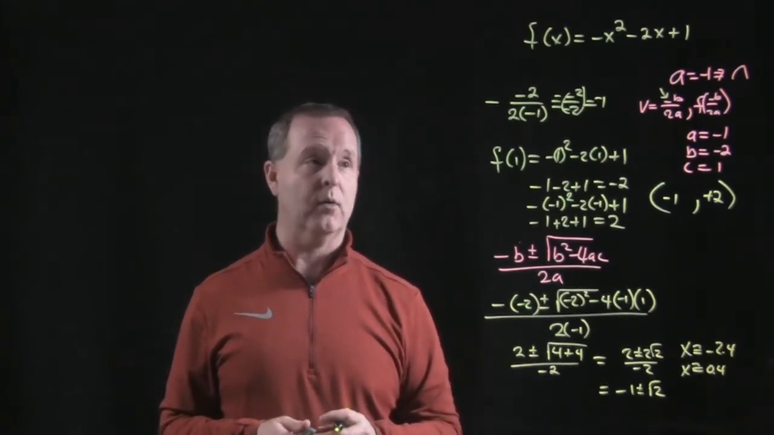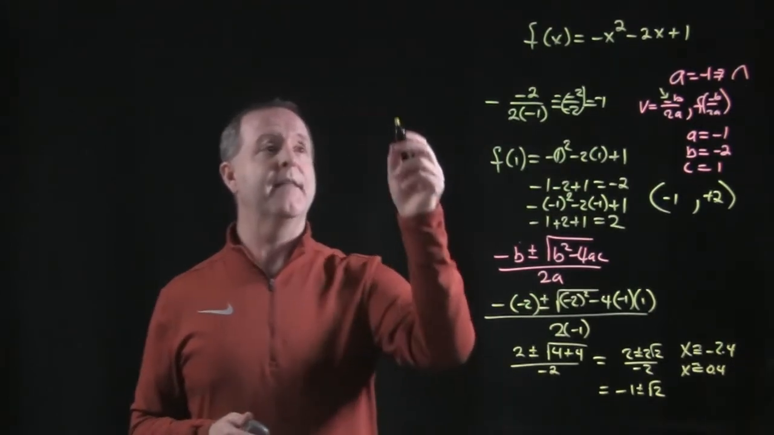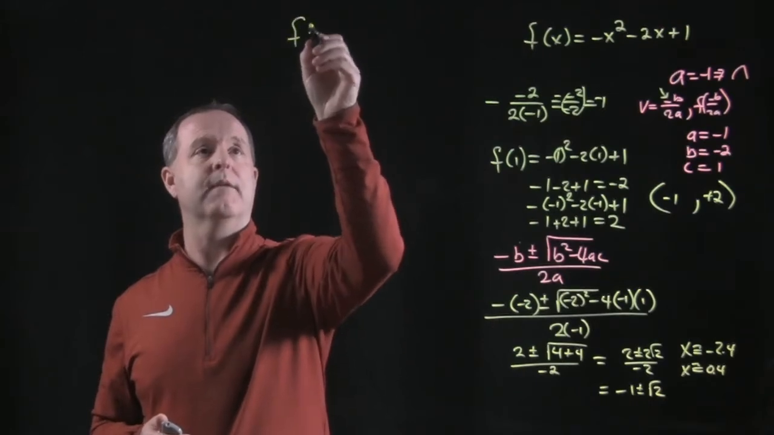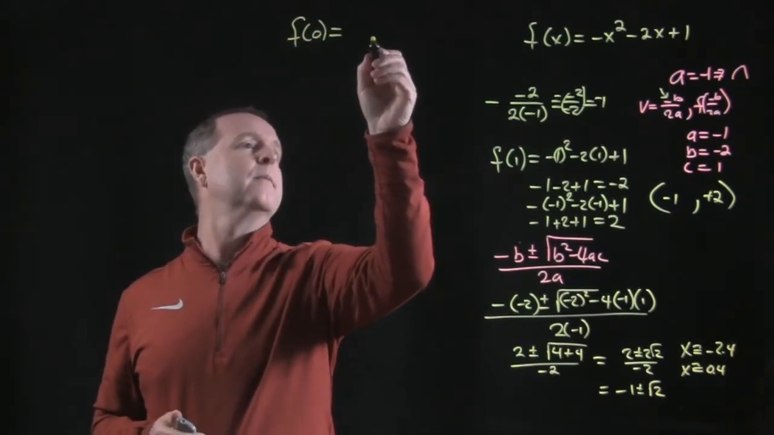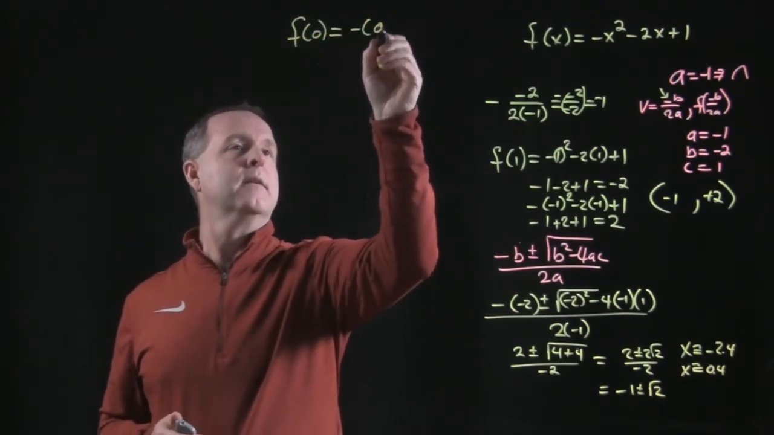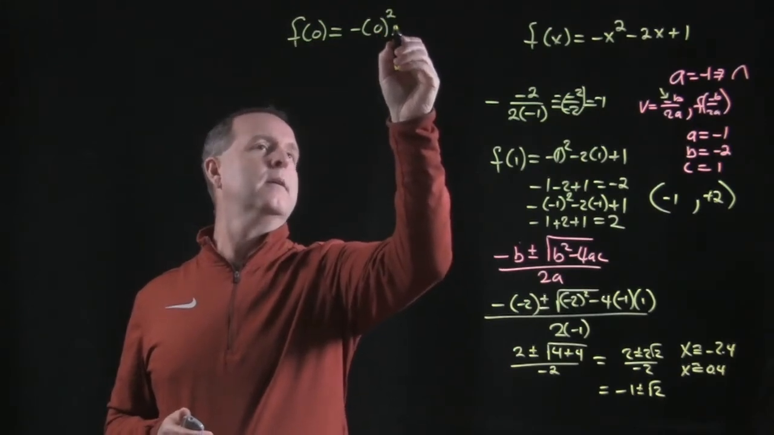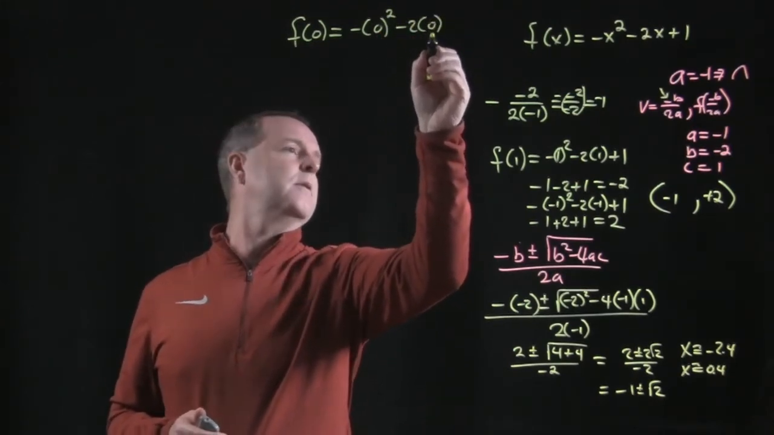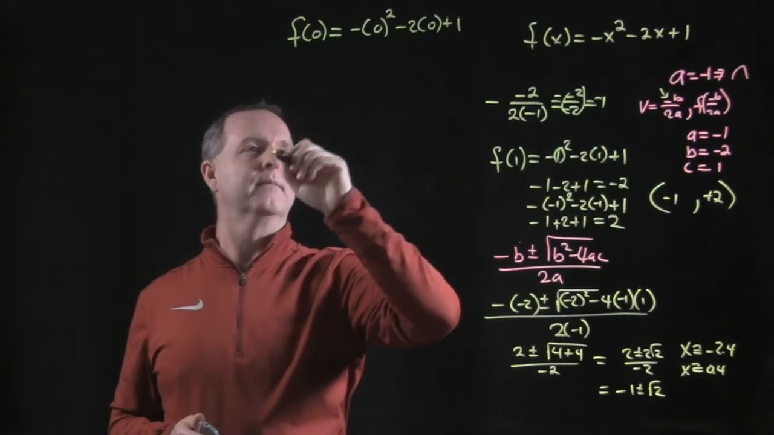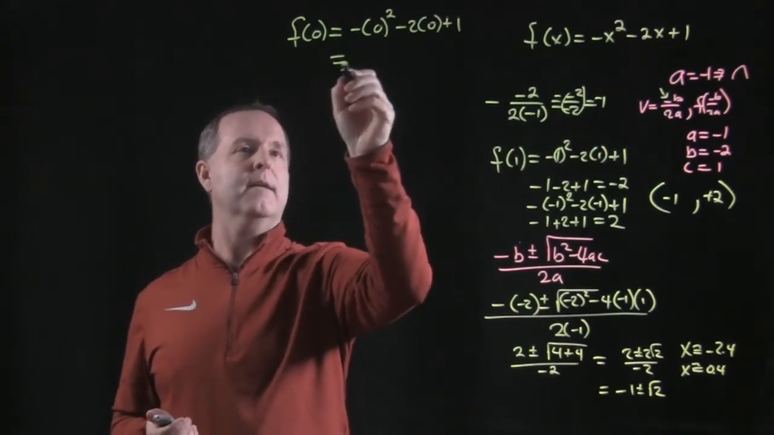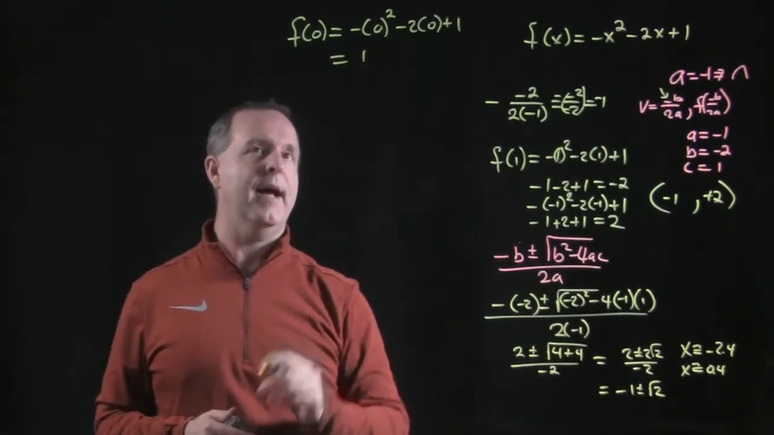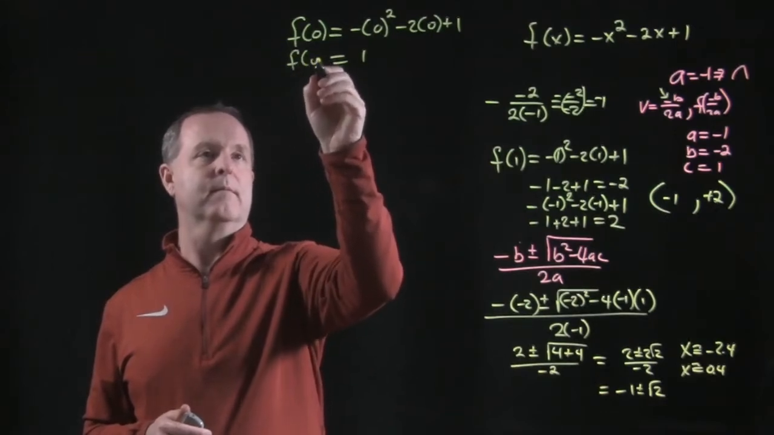And then we want to find out where it crosses the y-axis at. And that occurs at the point of f of 0. So I have minus 0 squared minus 2 times 0 plus a 1. And that all looks like it crosses at f of 0 equals 1.